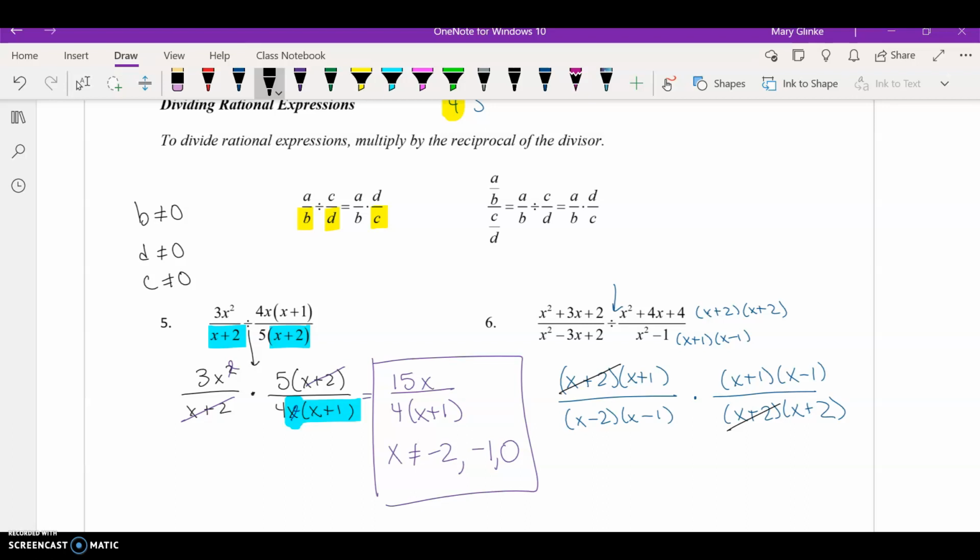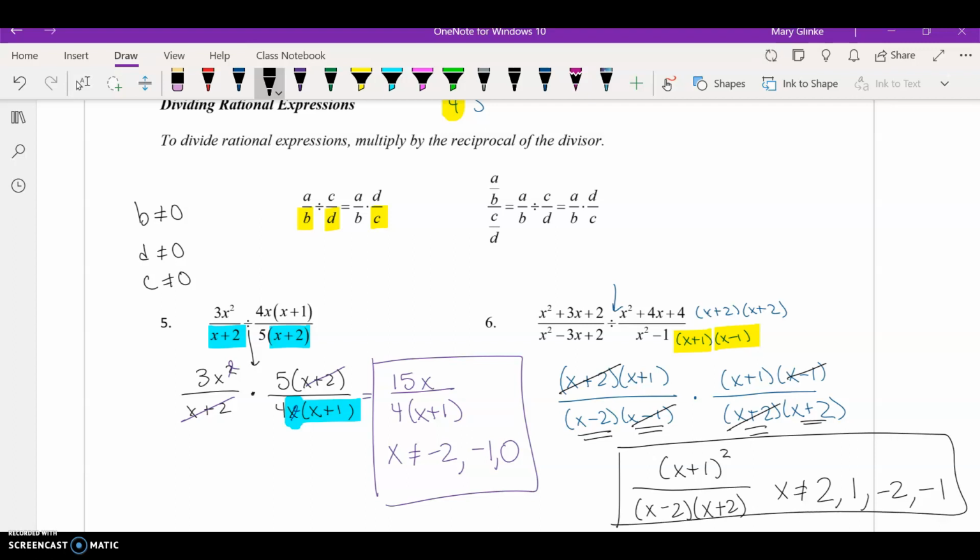So x plus 2 would reduce out. The x minus 1 would reduce out. The x plus 1s are both in the numerator, so we cannot reduce that. So x plus 1 squared would be in the numerator. X minus 2 and x plus 2 would be in the denominator. Our excluded values would be x cannot equal 2, x cannot equal 1, x cannot equal negative 2, but also going back to the original problem, we had two factors there. X can't equal negative 1 or positive 1, and we already mentioned that one. So this would be our final answer.